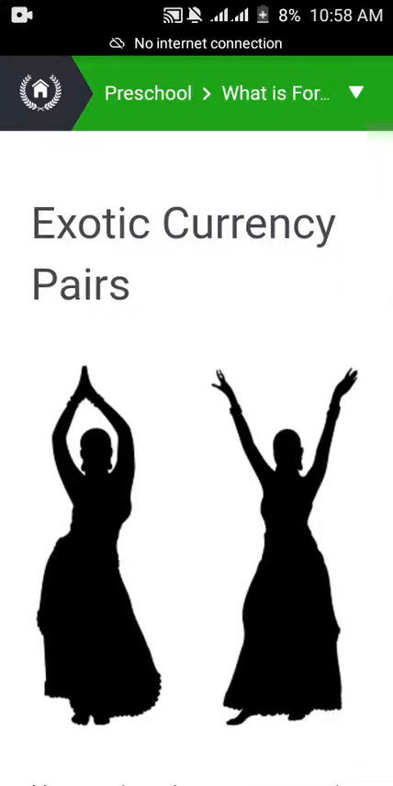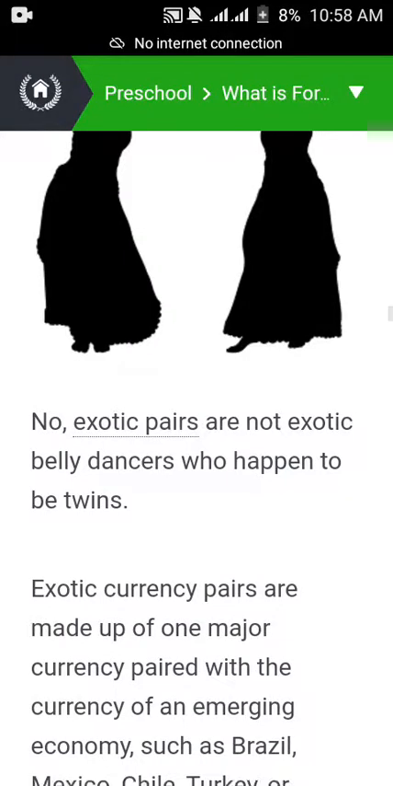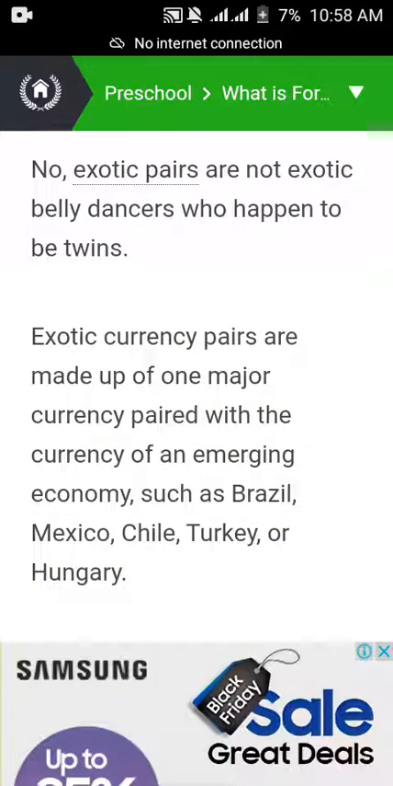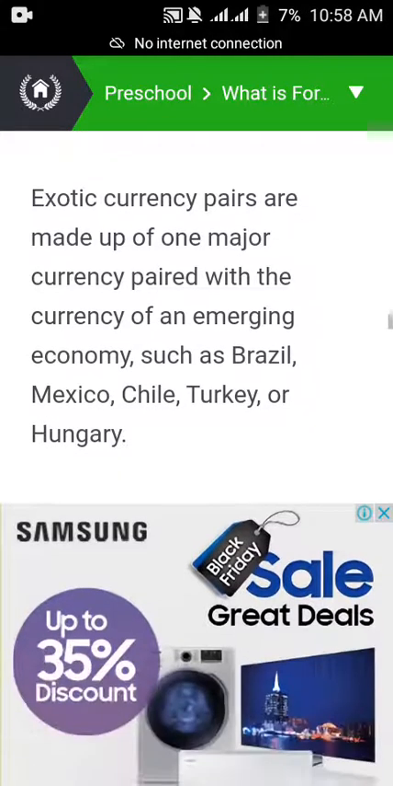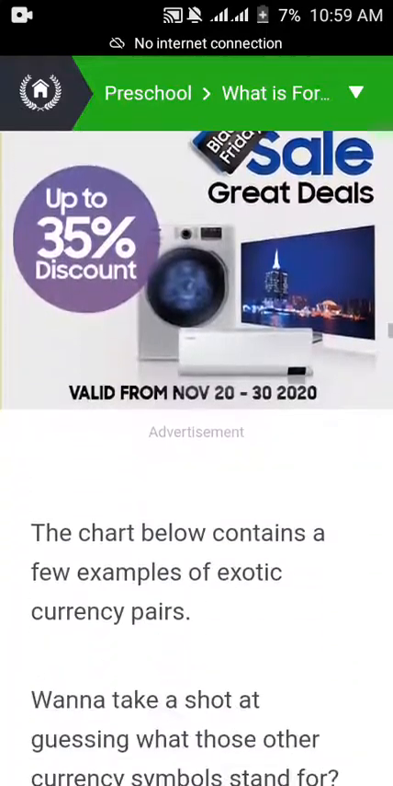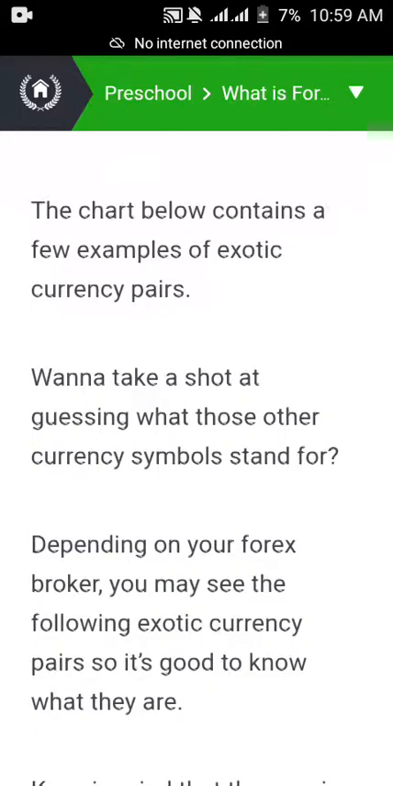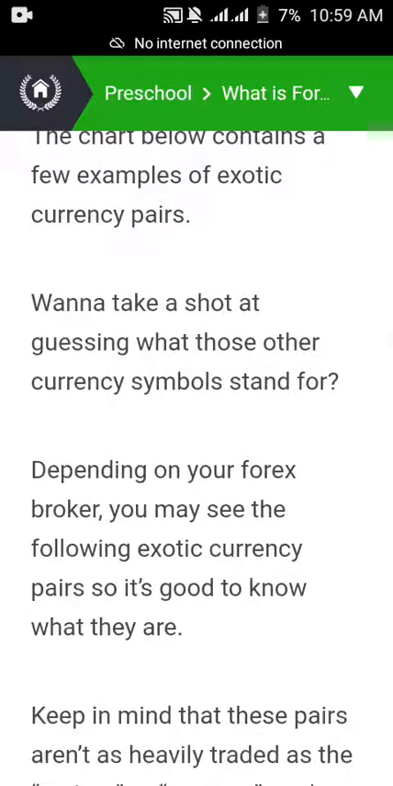Then we have exotic currency pairs. No, exotic pairs are not exotic belly dancers who happen to be twins. Exotic currency pairs are made up of one major currency paired with the currency of an emerging economy such as Brazil, Mexico, Chile, Turkey, or Hungary. The chart below contains a few examples of exotic currency pairs. Want to take a shot at guessing what those other currency symbols stand for?